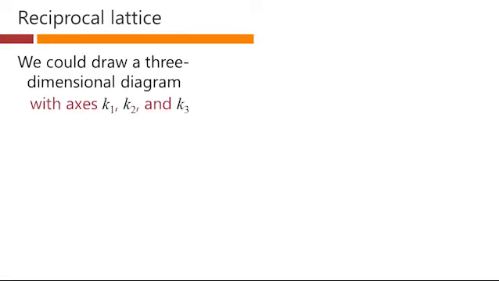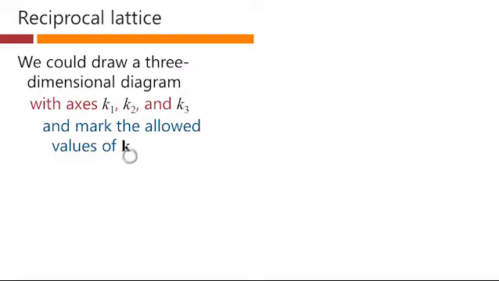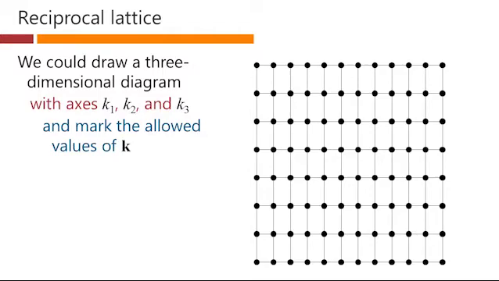Now, we could draw a three-dimensional diagram with axes k1, k2, and k3, and mark in that diagram all of these allowed values of the vector k by marking dots at the corresponding coordinate positions given by our k1 value, our k2 value, and our k3 value. So, plotting in 2 dimensions, just because that's easier to draw here, what we're imagining now is that we have these dots along one direction, maybe this is k1, that are equally spaced, and similarly along direction k2, we have another set of equally spaced dots.